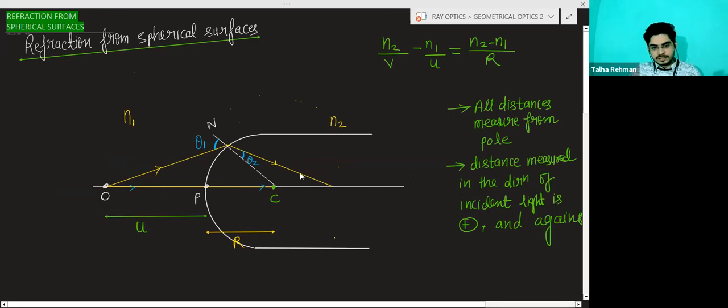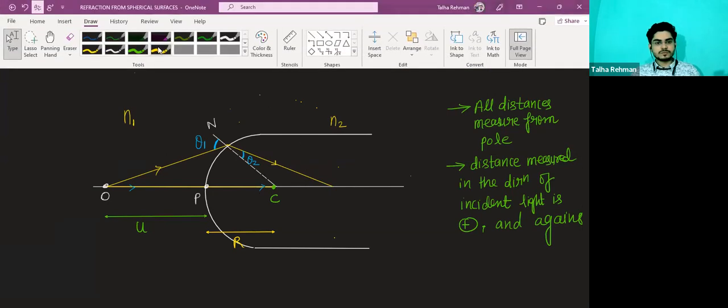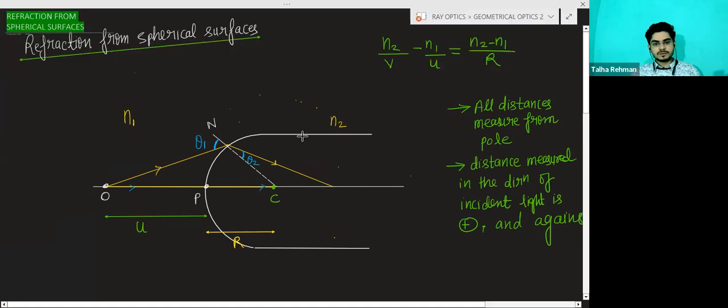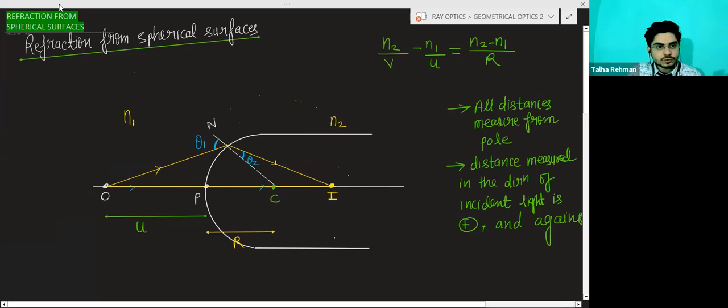This is the first refracted ray. This is the other refracted ray. Both the rays will meet here. This ray will go straight like this and meet here. So here the image of the object is formed. Now what we actually want to do is derive this relation: N2 by V minus N1 by U is equal to N2 minus N1 by R. This is the derivation.